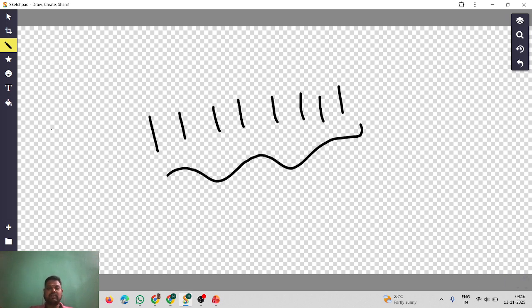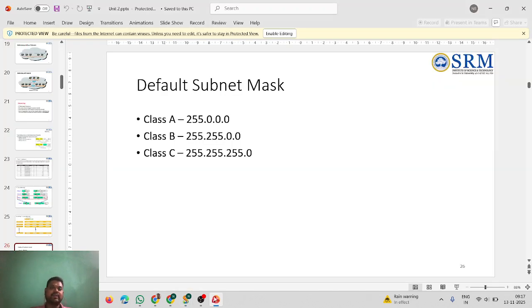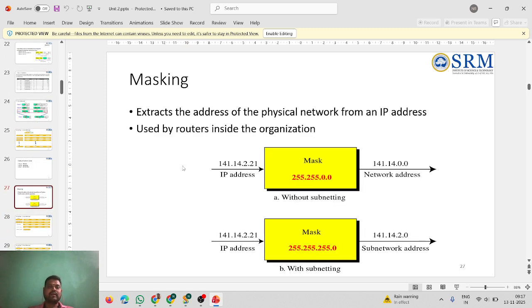So the value of the network part is 255, right? That means 1 into 2 power 0, 2 power 1, 2 power 2, 2 power 3, and so on up to 2 power 7. If you add all these values together, the result will be 255. So the default subnet mask for a class A IP address is 255.0.0.0, right? Similarly, for class B the default subnet mask is 255.255.0.0, and for class C it is 255.255.255.0, right?